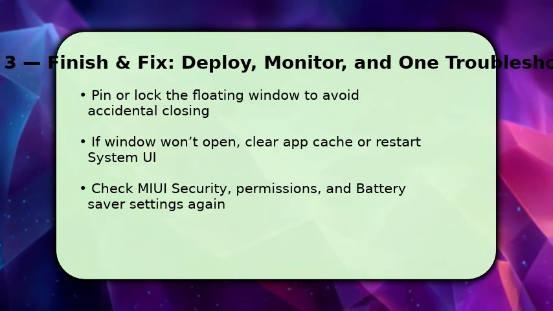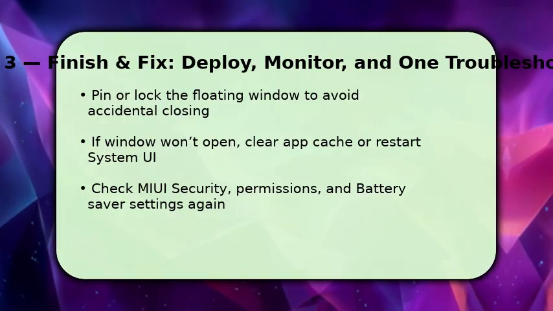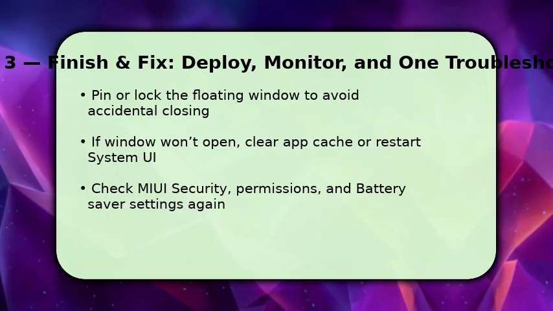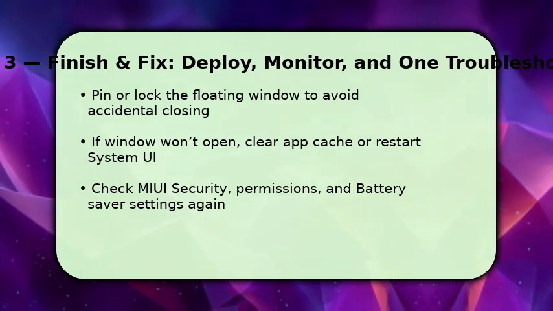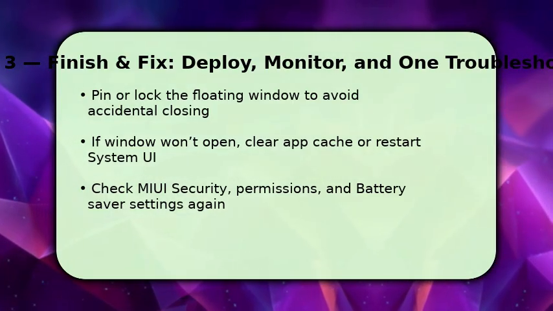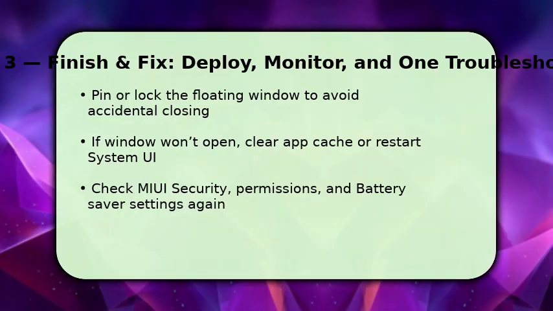If the floating window fails to appear, first restart the app, then clear its cache, and if needed, reboot your phone. Many UI glitches resolve with a reboot. Make sure MIUI security isn't revoking overlay permissions, and confirm battery saver allows background activity. If problems persist, toggle the display over other apps permission off and on.